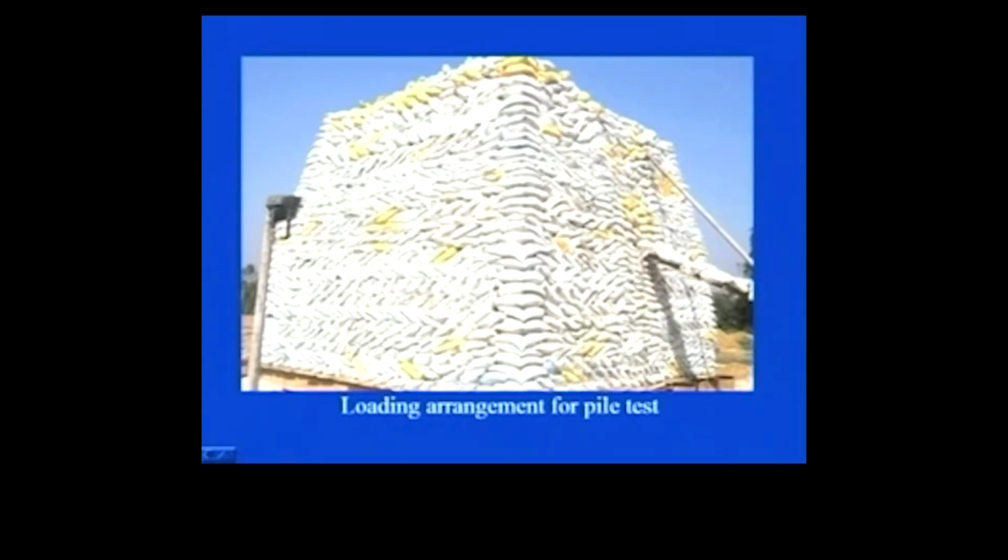You see, this is another view of that loading arrangement, because at a time you have to mobilize quite a heavy amount of load, depending on the type of the structure. This is what is in the test conducted at a site where the cement plant was coming up. In case of a cement plant, all the heavy structures come up, so the load coming on the pile is quite high, so you have to mobilize that much high load.